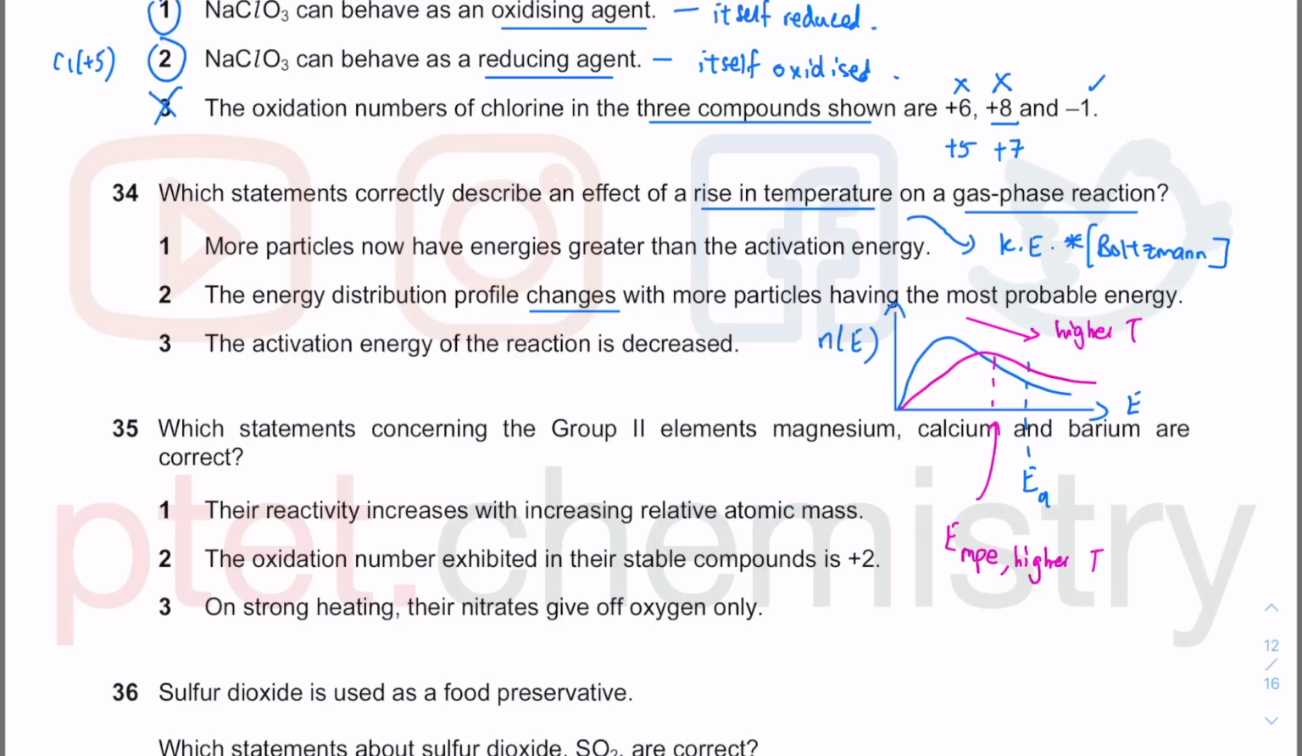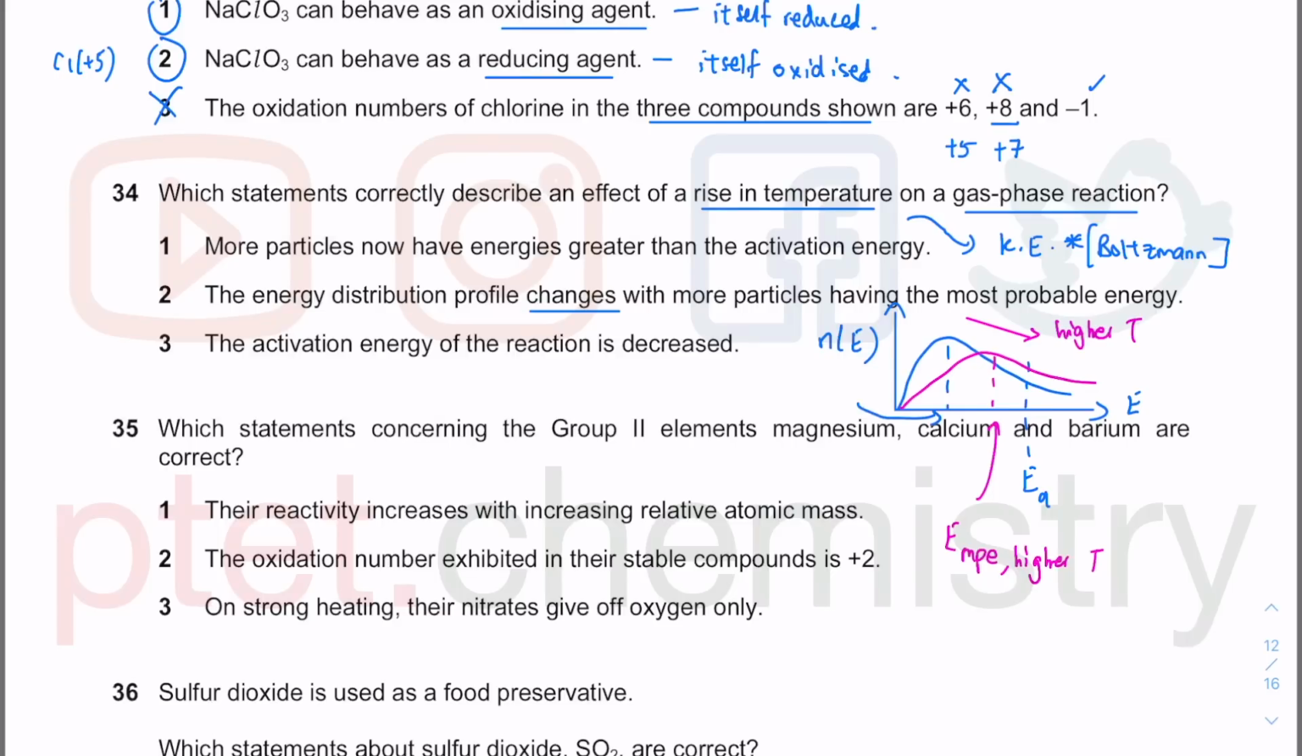Look also at the proportion of molecules having energy greater than or equal to EA. I have increased the area under the graph below the pink line there, because there is a greater proportion of effective collisions that will undergo reaction at a high temperature. So red will be higher. But in terms of most probable energy, the most probable energy value is getting higher.